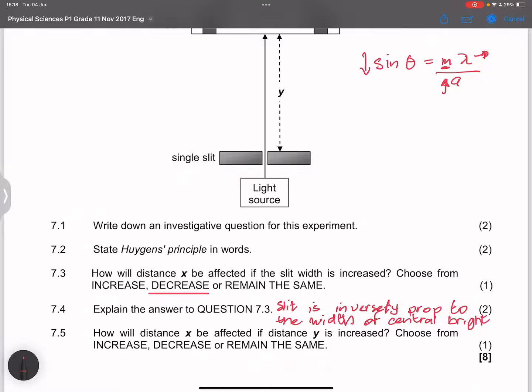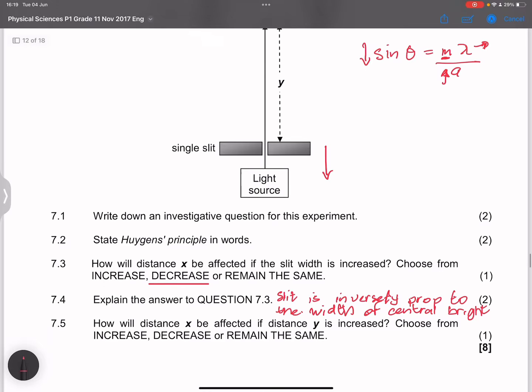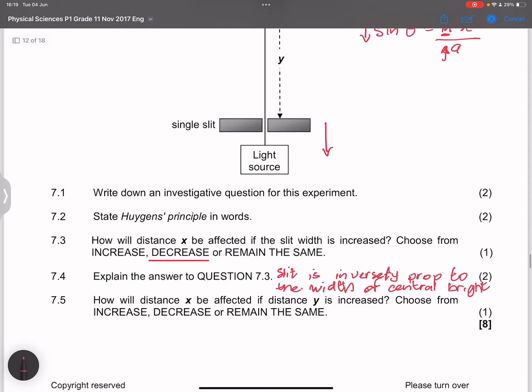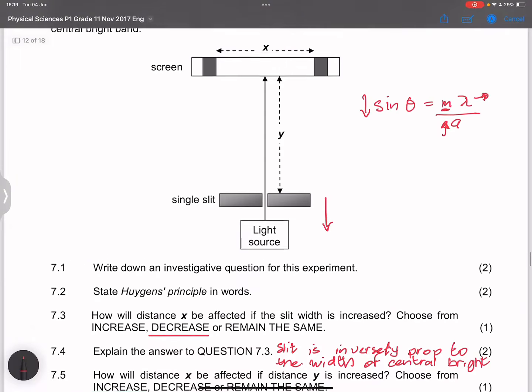If distance y is decreased. All right, now this one goes without saying, ladies and gents. The further away I put this, in this case, it means that my diffraction angle would increase. They said choose from increase, decrease, or remain the same. It will definitely increase. Okay, right. So there's not much calculation here, right?